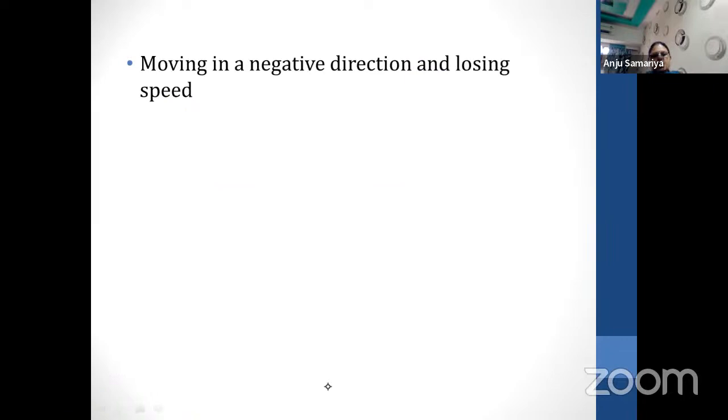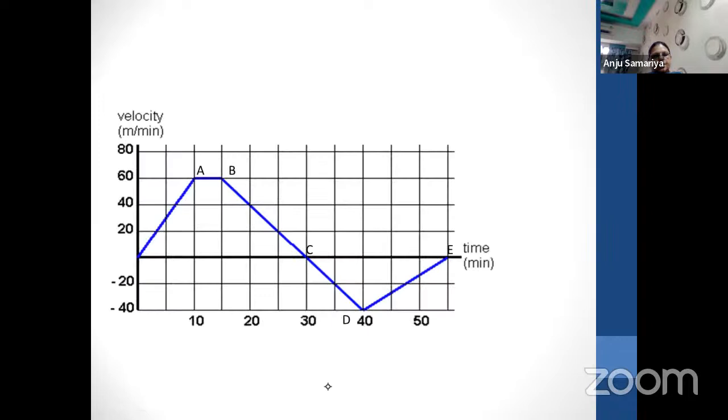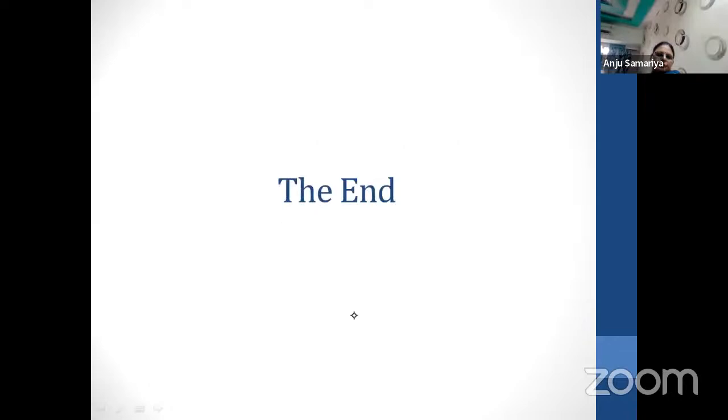When the body is moving in the negative direction, losing speed. This I think you can do now. This will be the negative displacement. The area of this triangle will be negative, the area of this trapezium will be positive, and the total net displacement will be the sum of this plus this.